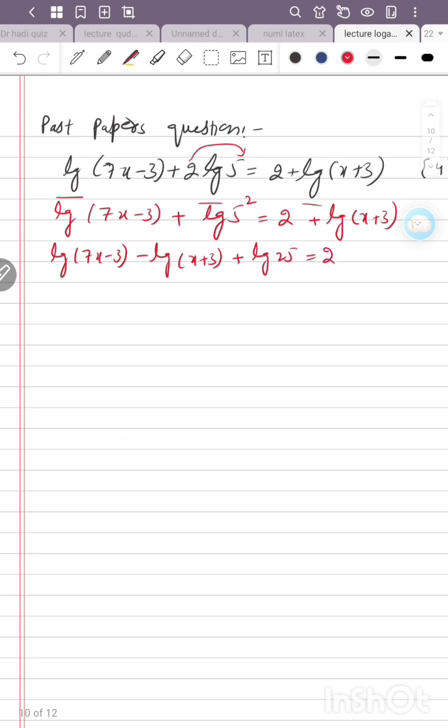Now we have to convert it into a single log, because the first and last are positive and the middle one is negative. So the positive numbers will be multiplied: log of (7x - 3) times 25, because these two numbers are multiplied. And because this one is negative, it will be divided by (x + 3). This is my division. Equal to 2.